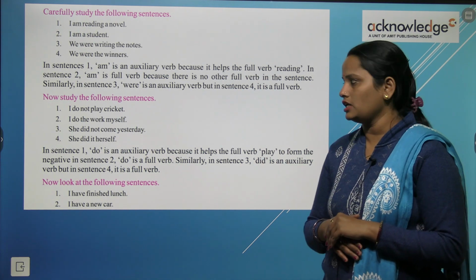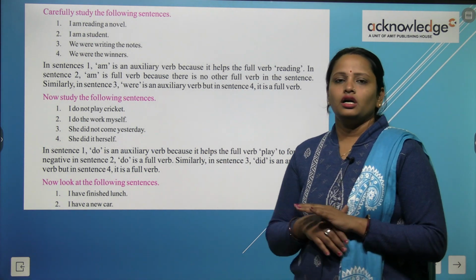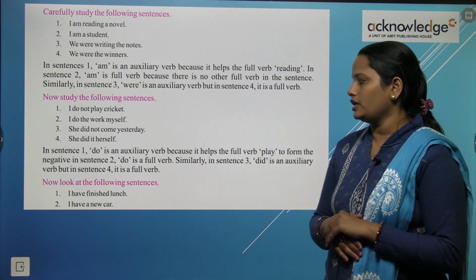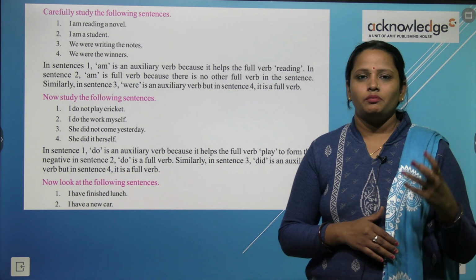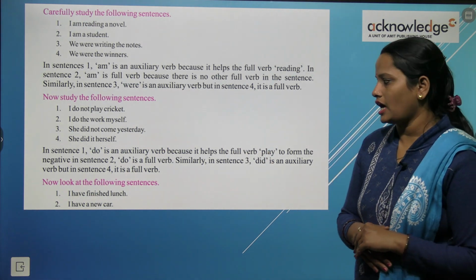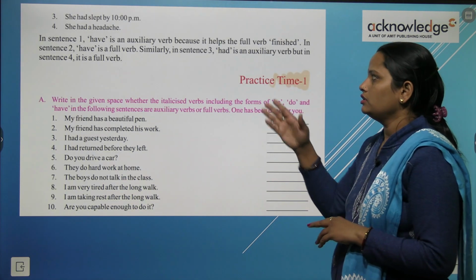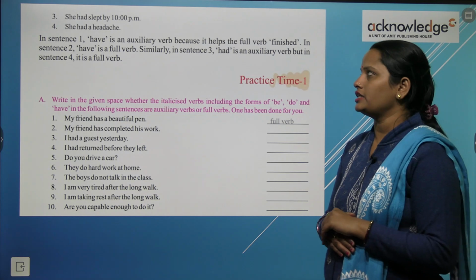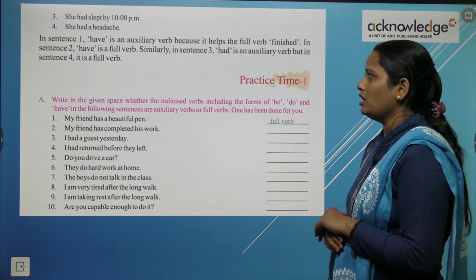Similarly in sentence 3, did is the auxiliary verb, but in sentence 4, did is the main verb. So auxiliary verb को हम helping verb भी कहते हैं. Now look at the following sentences. I have finished lunch. I have a new car. She had slept by 10 p.m. and she had a headache.